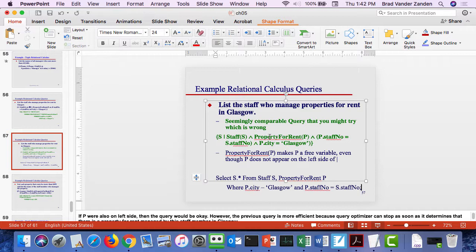The reason is that every free variable, and here P is a free variable, must have attributes on the left side of the solution. It's just a rule. And P does not appear on the left-hand side, therefore this is an invalid relational calculus query. So any variable that is a free variable in a relational calculus query must appear on the left-hand side. And if it doesn't, then it must be a bound variable. Therefore, this query is wrong, even though the comparable query in SQL is this one.